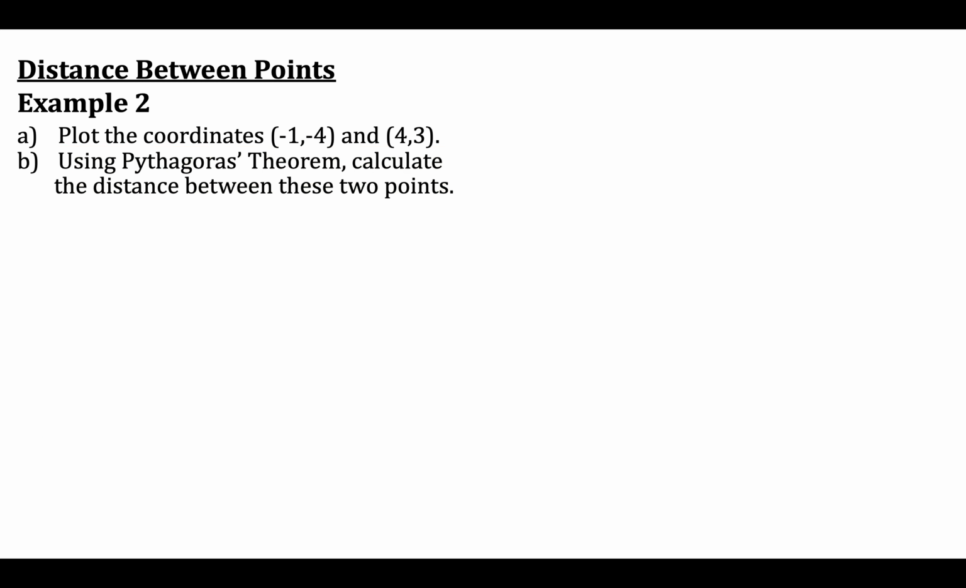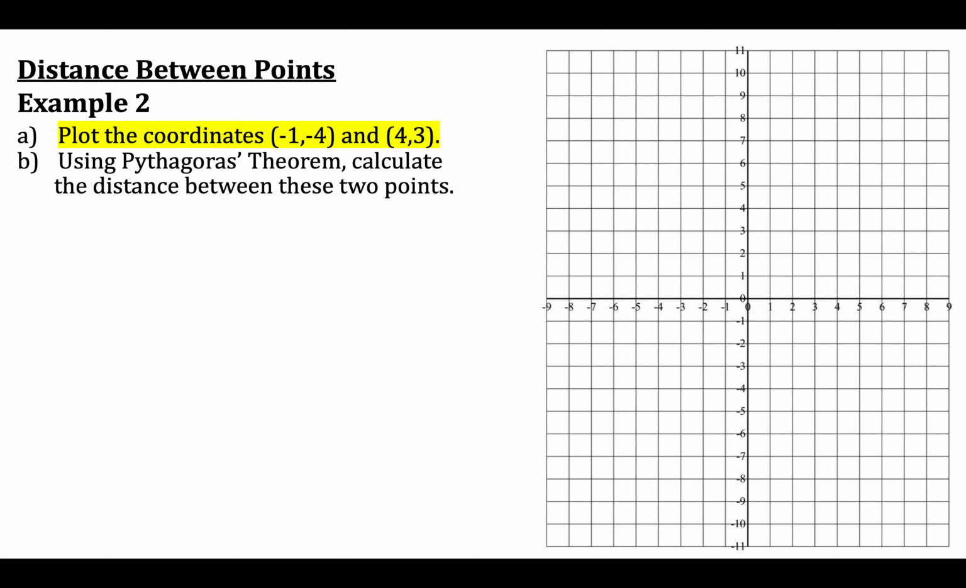Now, let's look at a second example. Very similar, but this time you'll notice that one of the coordinates involves negatives. So we have to plot the coordinates -1, -4 and 4, 3. And then we have to use Pythagoras' theorem, like before, to calculate the distance between these 2 points. So we need our Cartesian grid again, and here's the point -1, -4, and the point 4, 3. So for part B, using Pythagoras' theorem, calculate the distance between these 2 points.